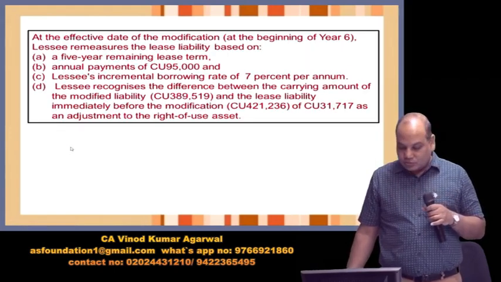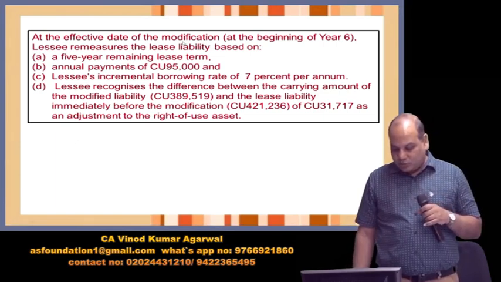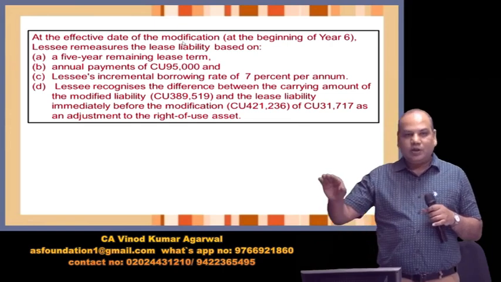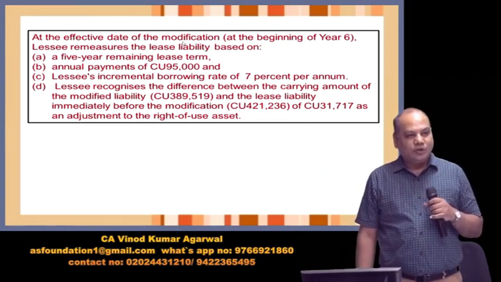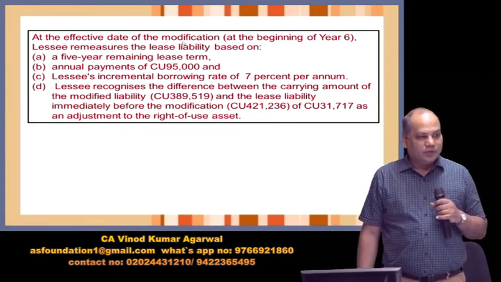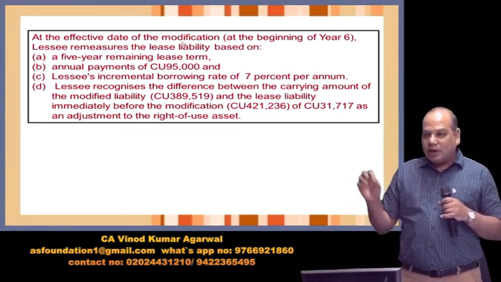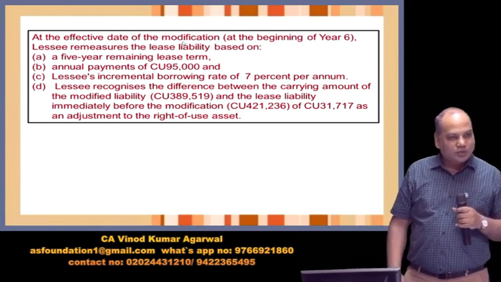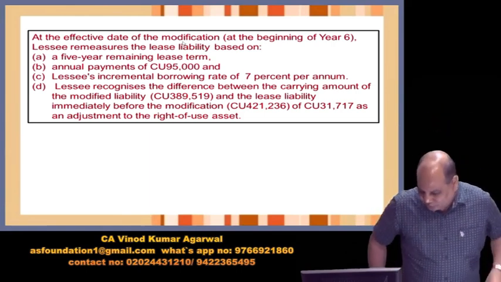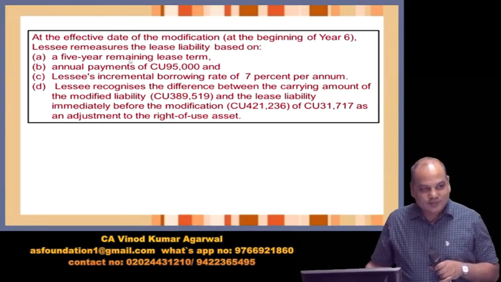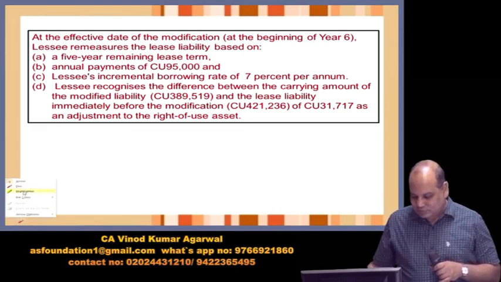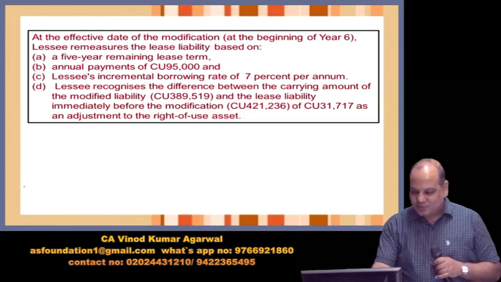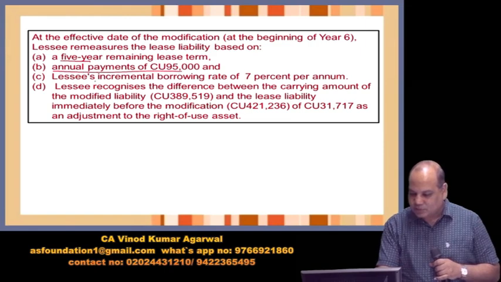Very simple. So my calculation will require two things. First, what will be my carrying amount based on original figures at the end of year 5? And what should be the liability based on revised figures? Okay. Dear student, check. Correct. You have checked also. Let me also check. So my revised data would be remaining 5-year lease term, annual payment 95,000, 7% borrowing rate.